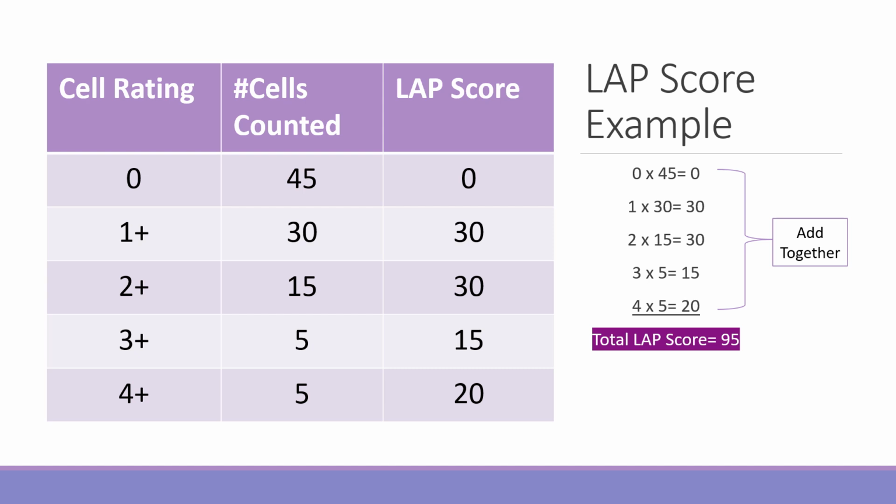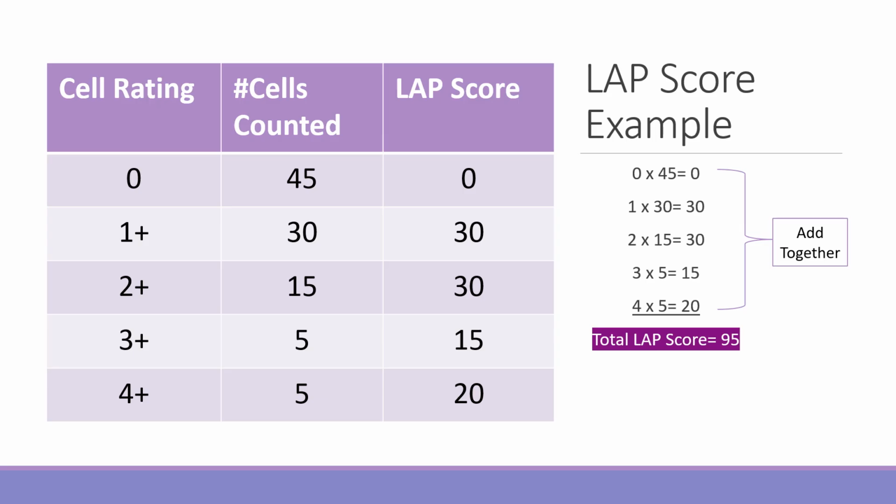We will then multiply. So for example, at a 0 cell rating, we've counted 45. So 45 times 0 is going to be 0. We'll put that in our LAP score for 0 rating. And then we had 30 that were plus 1, 15 that were a plus 2, and then 5 that were a plus 3, and 20.